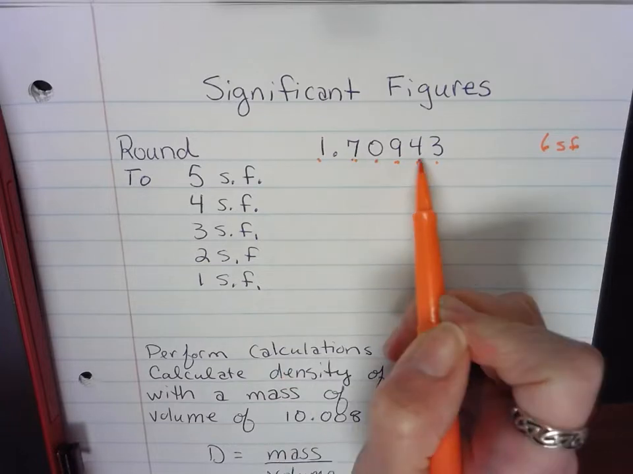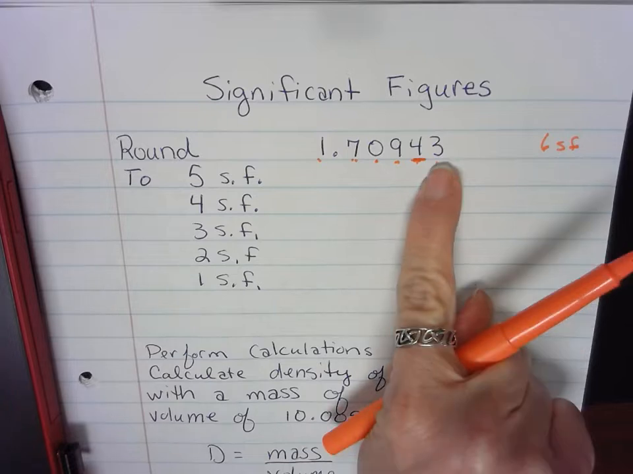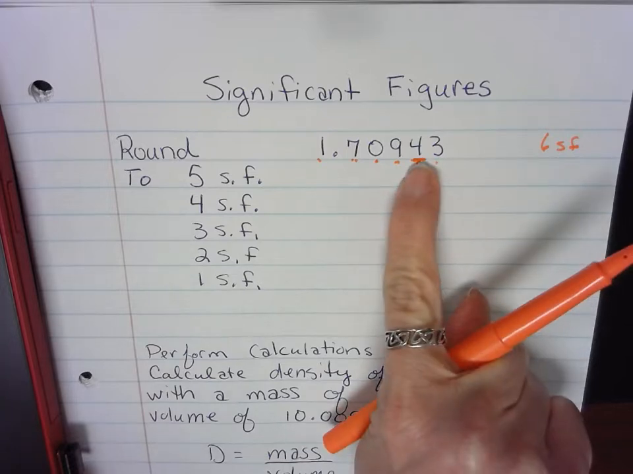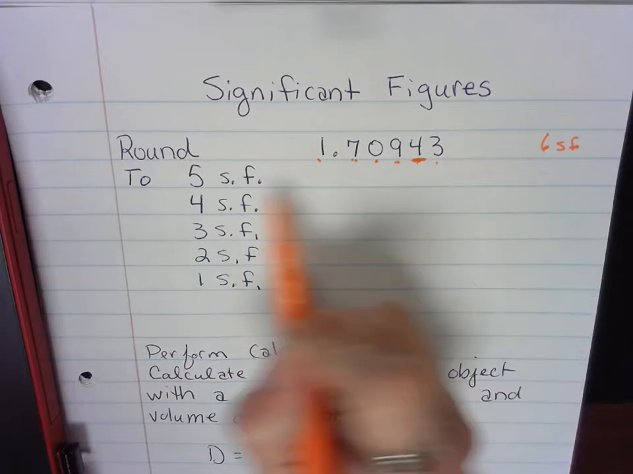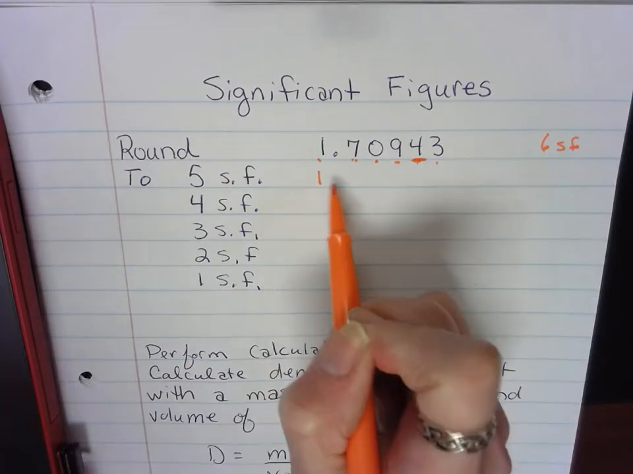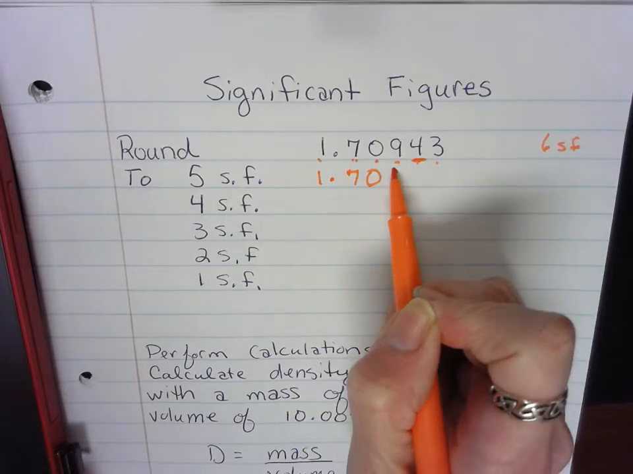the number after the 4 is a 3, so we'll just leave that as a 4. So rounding it to 5 significant figures, the number would be 1.7094. Okay, let's round it now to 4 significant figures.